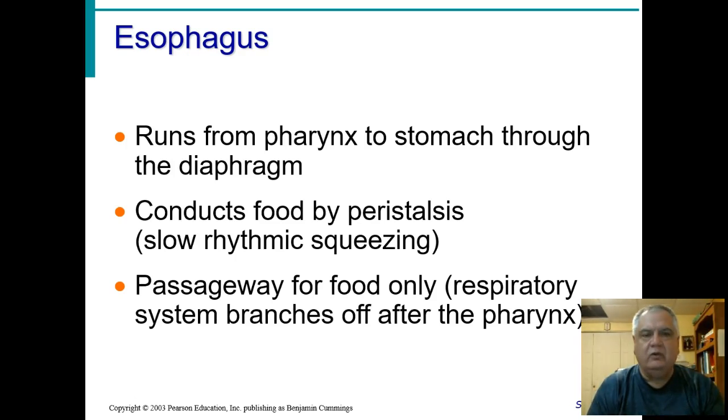The respiratory system branches off after the pharynx. So we know the respiratory system kind of picks up with the larynx at the top of the trachea.